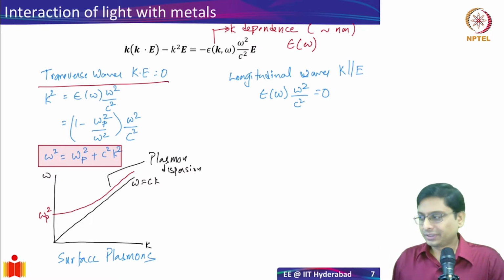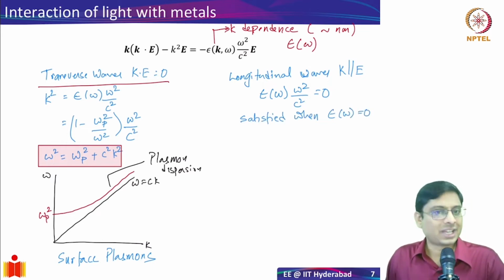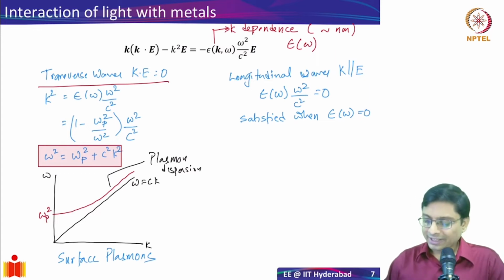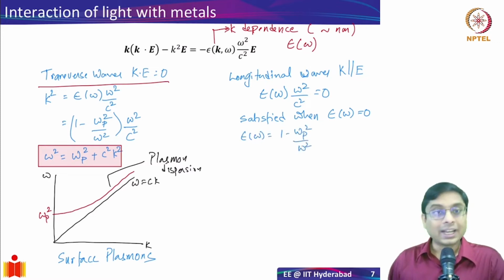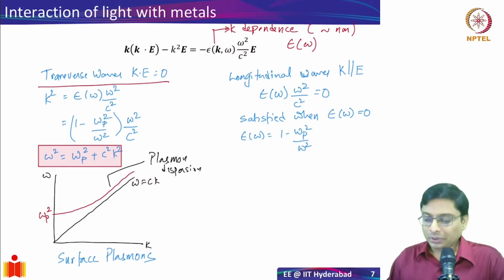Another non-trivial solution is basically this equation will be satisfied when epsilon of omega equal to 0. And we know that in metals this happens at the plasma frequency. If I take my ideal metal, epsilon of omega equal to 1 minus omega p square by omega square. At the plasma frequency, when omega equal to omega p, the epsilon goes to 0, and you can actually excite what are known as bulk plasmons. Okay, these are known as bulk or volume plasmons.